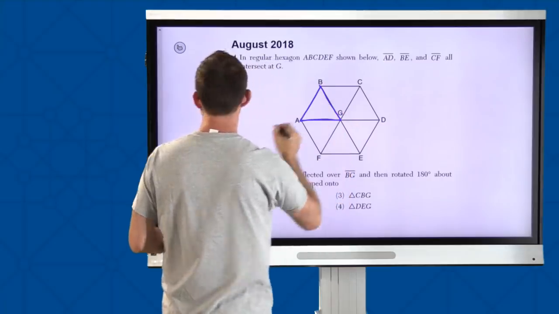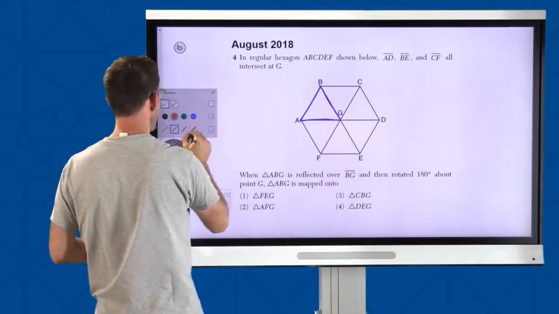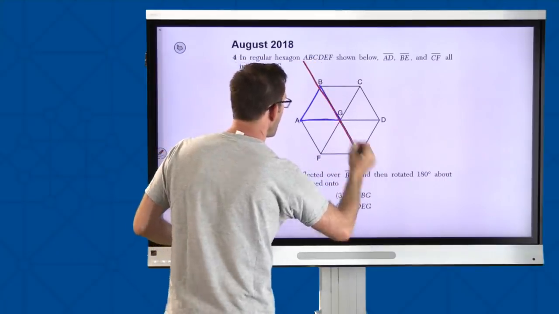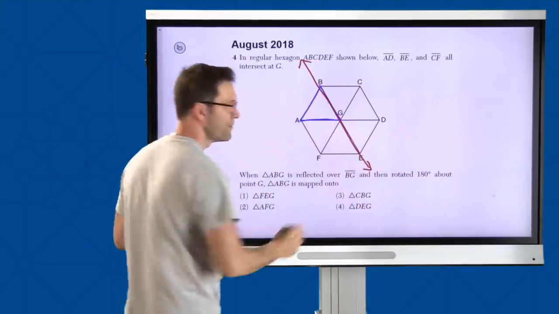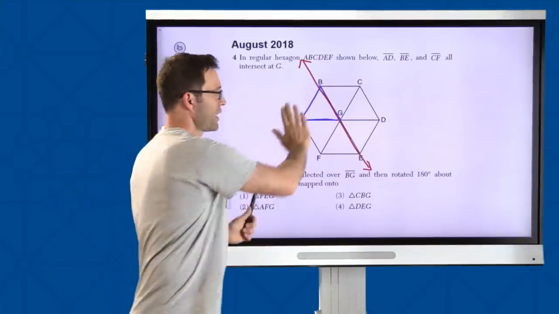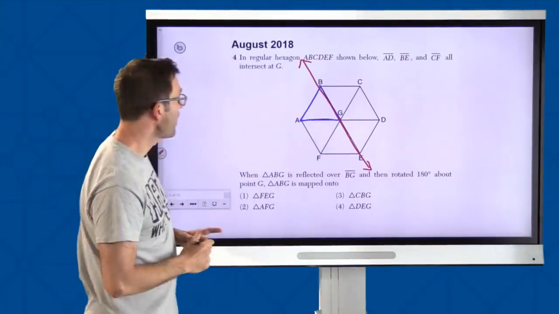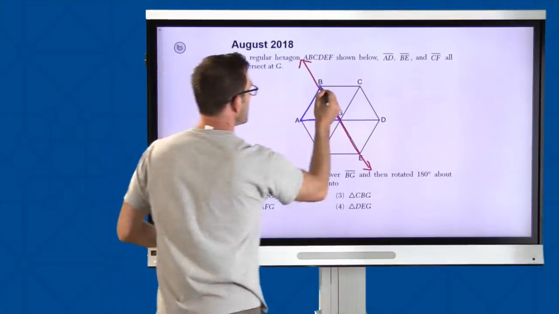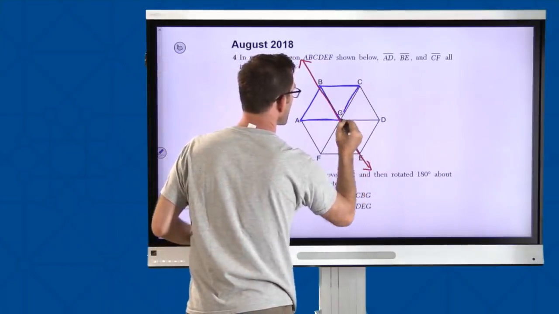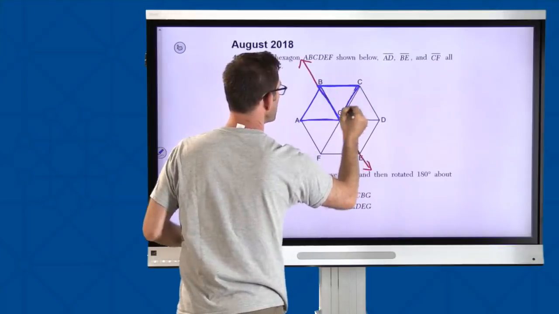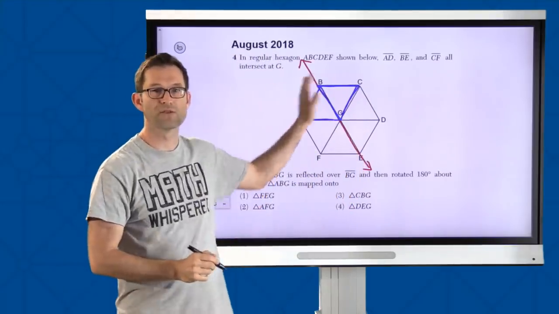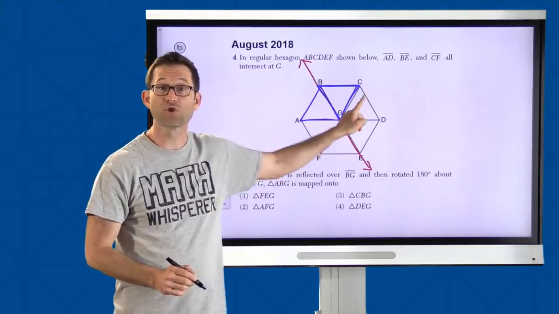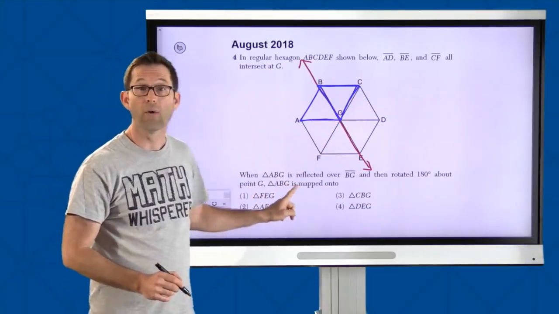And what they want us to do, I'm going to draw this in red, is they want us to reflect it across this line. So I'm going to take this triangle and reflect it across that line, and where it's going to end up is right here. You should be able to see that. If I take it and just reflect it over, it's going to end up there. And then if I rotate this triangle by what?